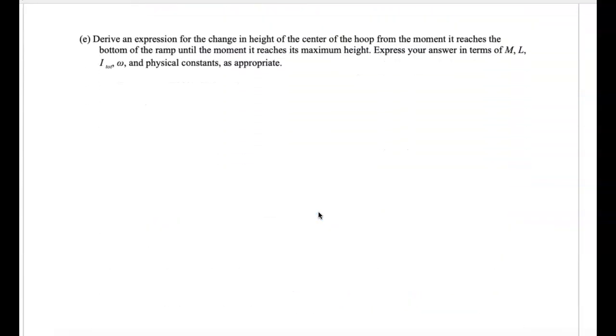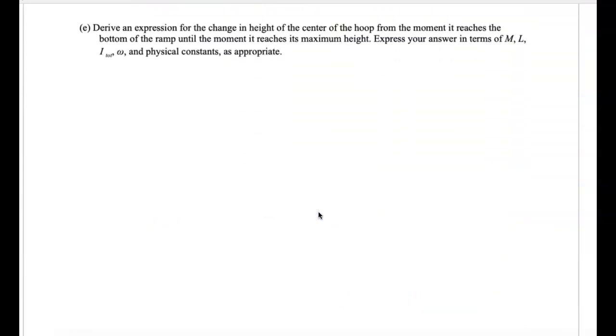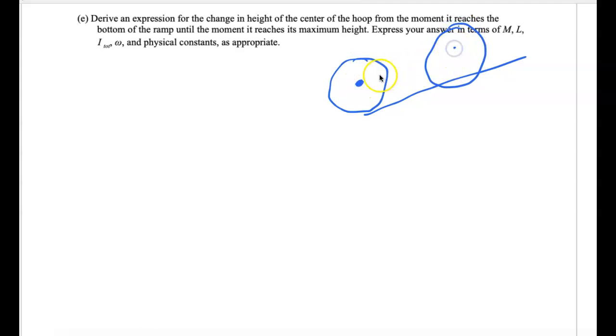Okay, so let's take the very last part. It says derive an expression for the change in height of the center of the hoop from the moment it reaches the bottom of the ramp until the moment it reaches the maximum height. So it's going up the ramp, and we're looking at the center of the hoop. So that would be right here, and then it moves its way up here. And so we are looking at this distance here, from the center over to the center. So that is what we are looking for, and we're going to call it capital H.